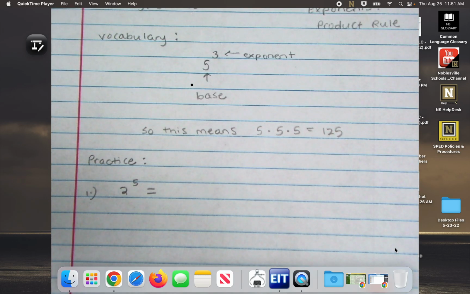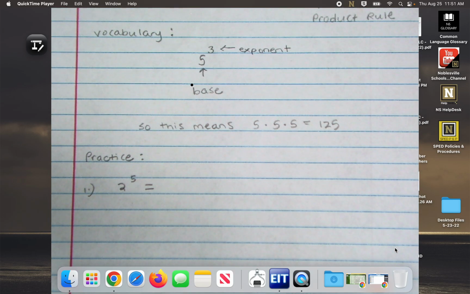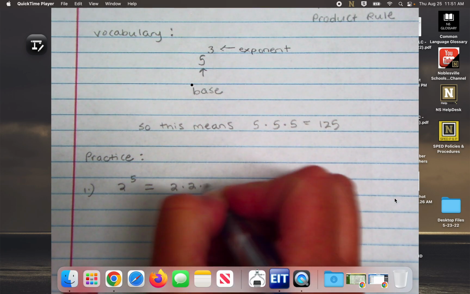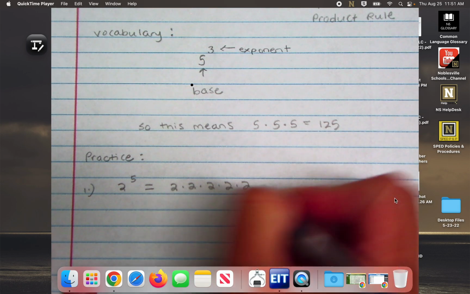We're just going to practice a few of these. What math am I going to do for 2 to the 5th power? What am I going to do there? Mason? Times 5, 2 times itself 5 times. Yep.